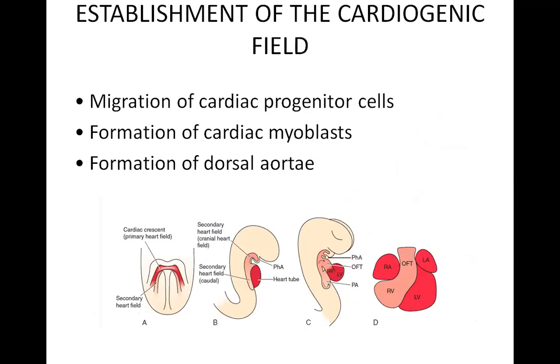So then, the establishment of the cardiogenic field. There are three processes which lead to the establishment of the heart field. Firstly, the migration of the cardiac progenitor cells. These will migrate from the splanchnopleuric mesoderm. Then there will be formation of cardiac myoblasts under the influence of the underlying endoderm, the foregut endoderm, and then the formation of the dorsal aorta. So we will take one by one all these three events.